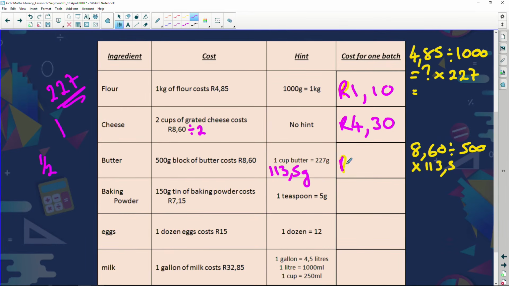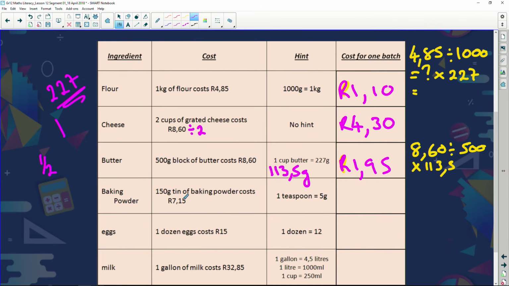Let me get another color pen here. 1 Rand 95. Interesting. Okay. Can you see how we are playing around? And remember, I always take the money and divide it by the grams so I can work out the cost of 1 gram. Now, next one.